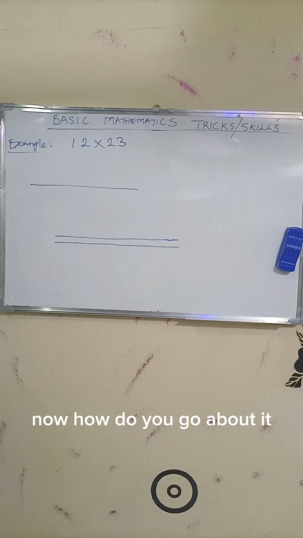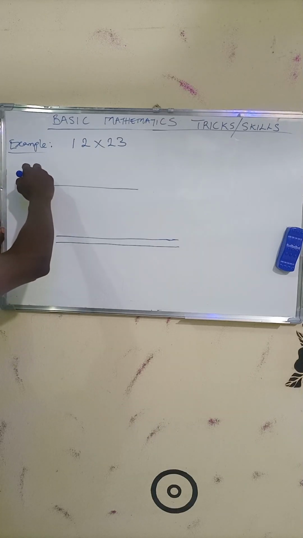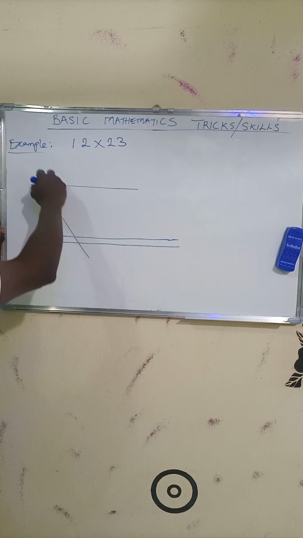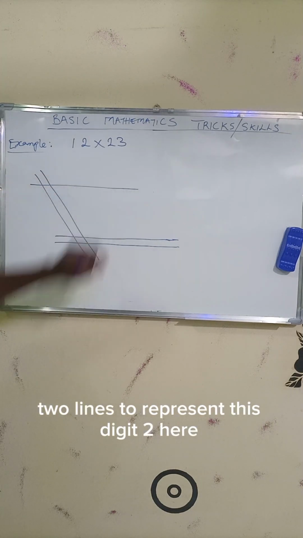Now, how do we go about it? We'll start with the first digit 2. You start from this part. So let's draw 2. Now we have been able to draw the first 2 lines to represent these 2 digits here.